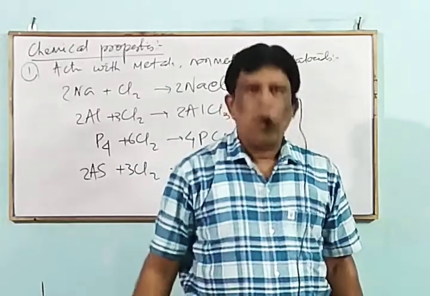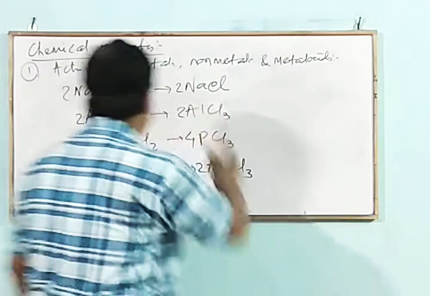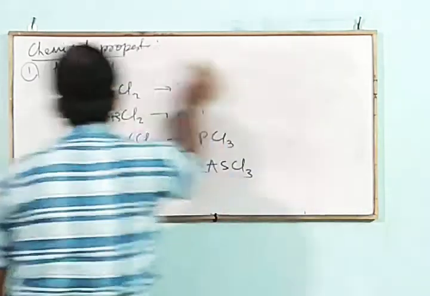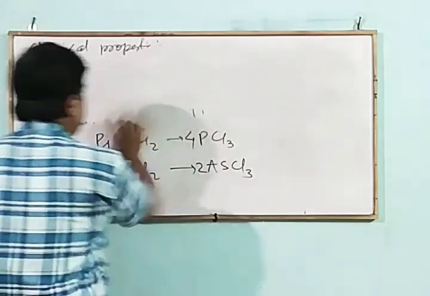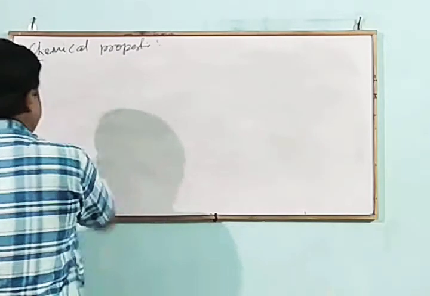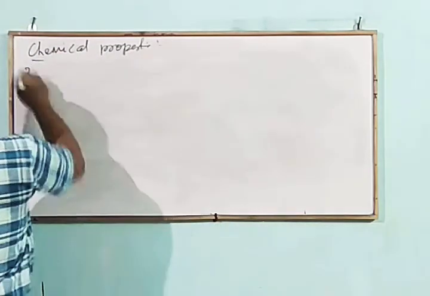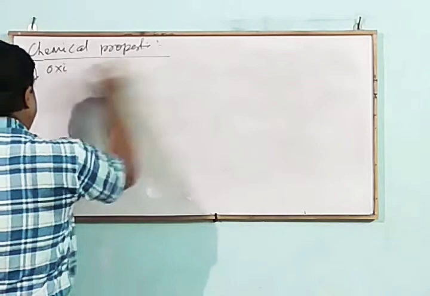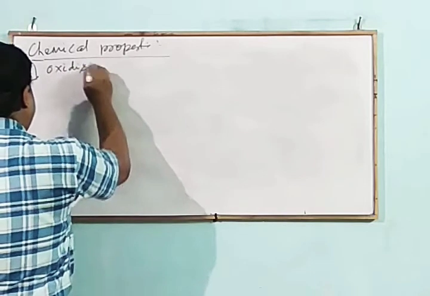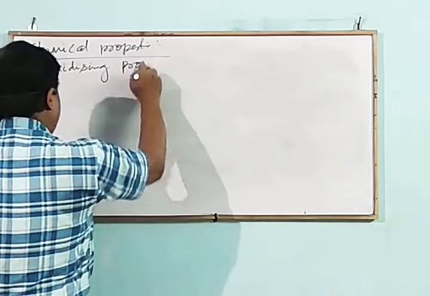Next is oxidizing nature. Second, we go through the oxidizing property. Second chemical property, that is oxidizing properties.